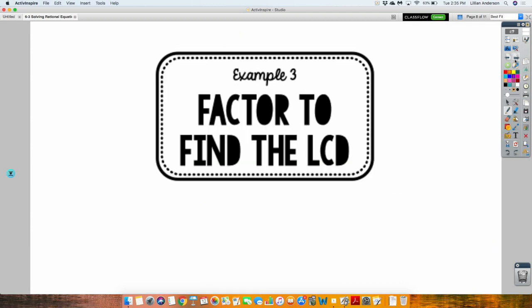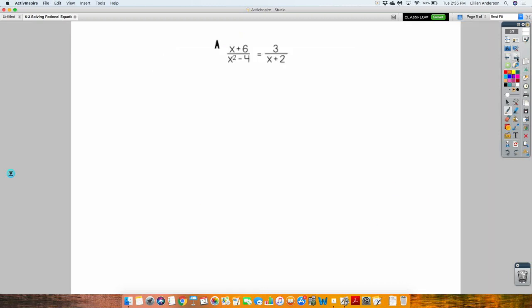Let's look at the next ones, where you have to factor to get to the lowest common denominator. Even though this one is a fraction equaling another fraction, that's a skill we have in our back pocket. But to harp on these types of problems, can I factor this denominator on the left? Yes. This one is a difference of perfect squares: x plus 2 and x minus 2.